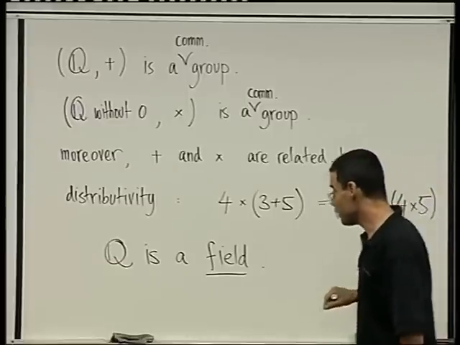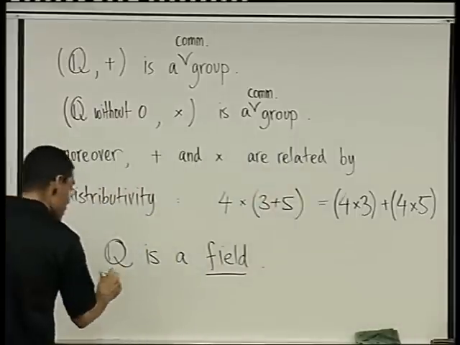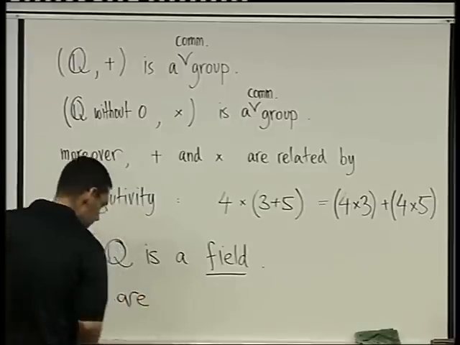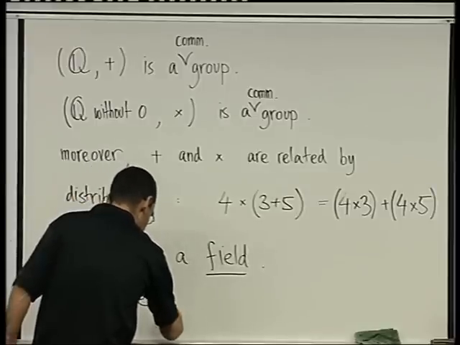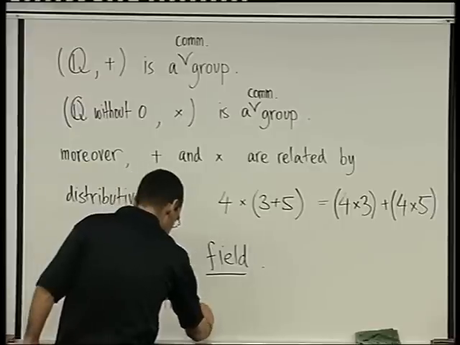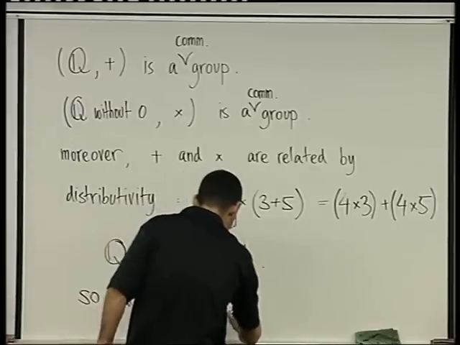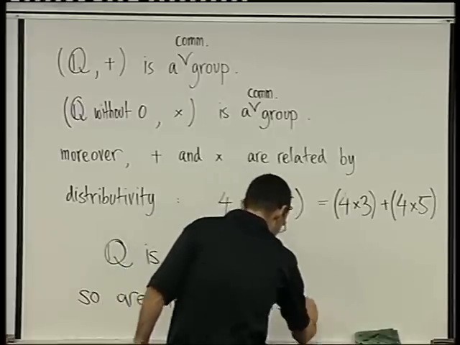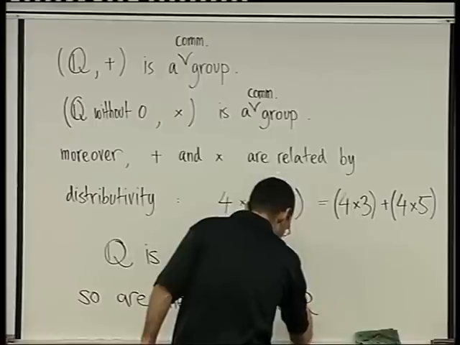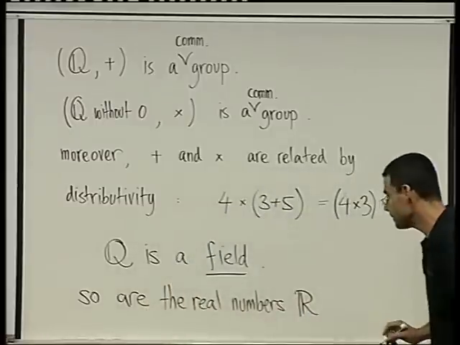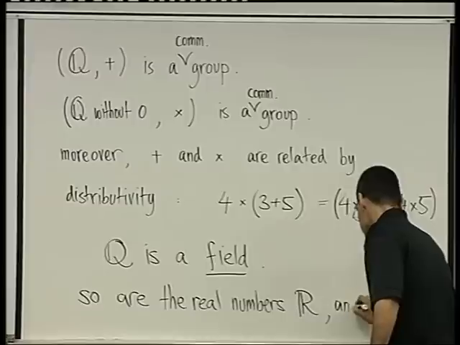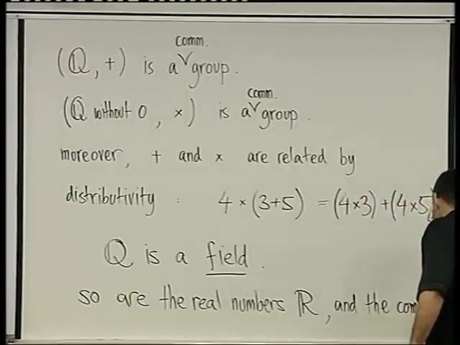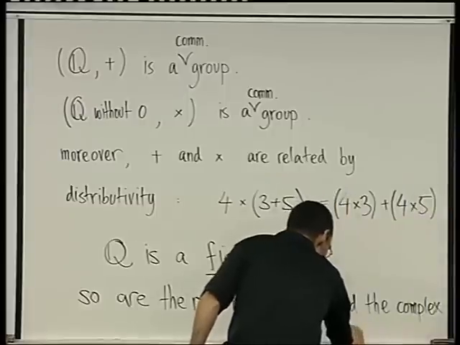And in the next clip, I'm also going to mention that there are more fields. So are the real numbers, and we'll mention what those are next. The real numbers, which are denoted by an R with a double leg, and the complex numbers.